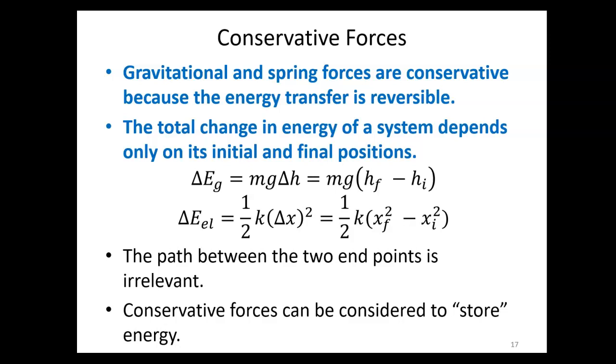In both cases, the path between the two endpoints doesn't matter. It doesn't matter how you got to that height. All you need to know to find the gravitational potential energy is the vertical height. All you need to know to find the elastic potential energy is the delta x, the displacement of the end of the spring. You don't care about the path that the spring followed on its way to that displacement. Both of these conservative forces are considered to be storing energy. That's why the energy is called potential, because it is stored energy.